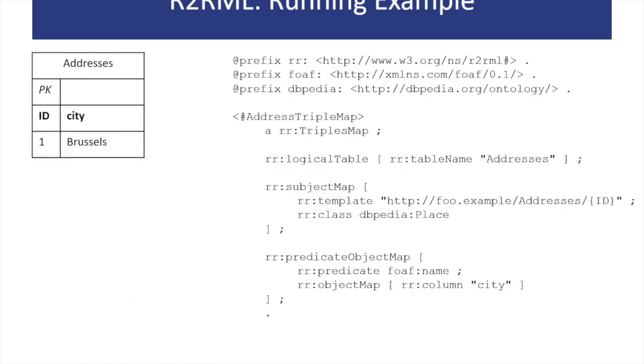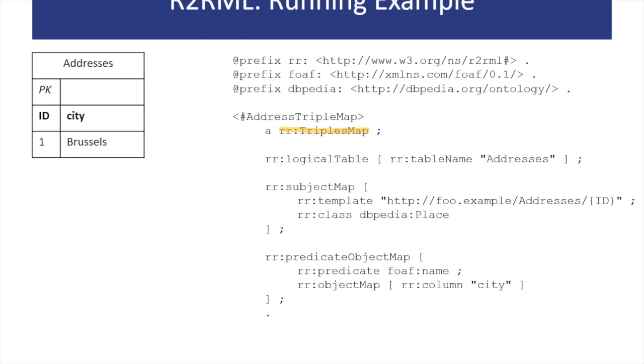Let's start by creating an R2RML mapping for our simple example. We will now start with the table addresses because it's a little bit more simple. On the right-hand side, you can see that I have created an instance of a triples map. A triples map will contain all the directives to transform the information in a result set into RDF. A triples map consists of three things.